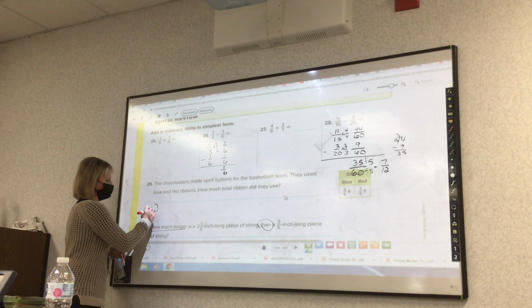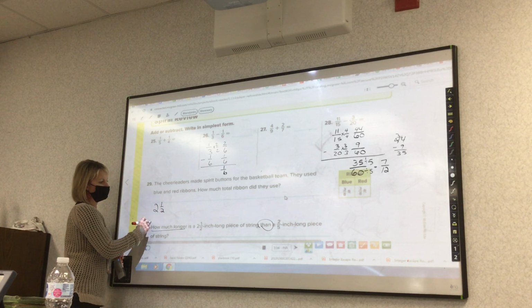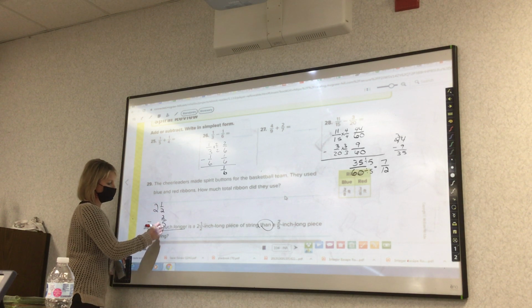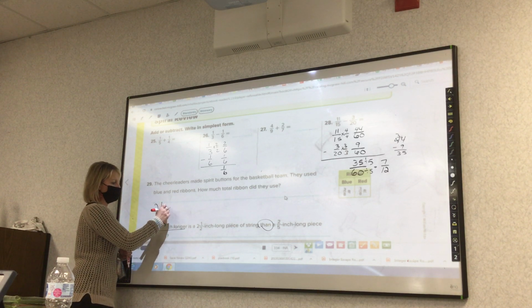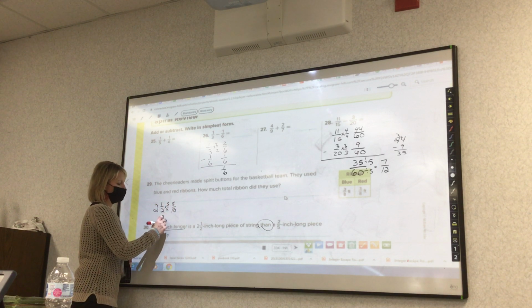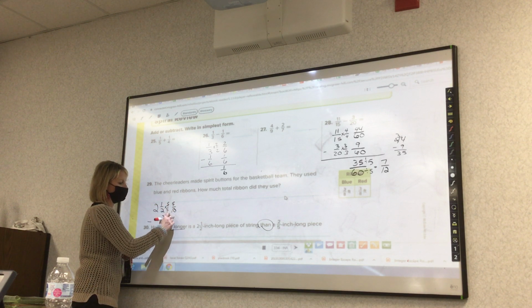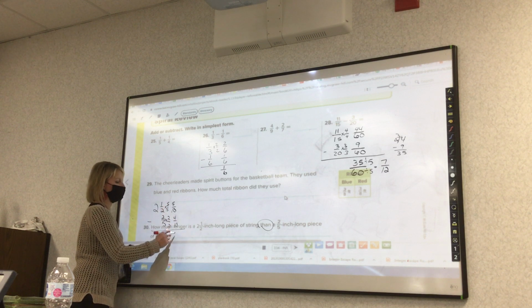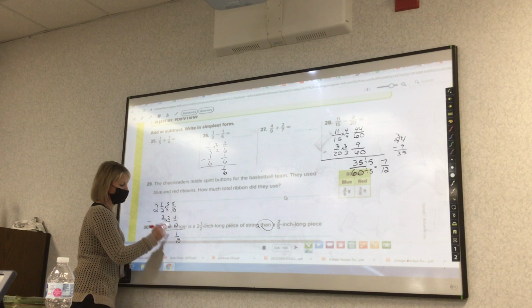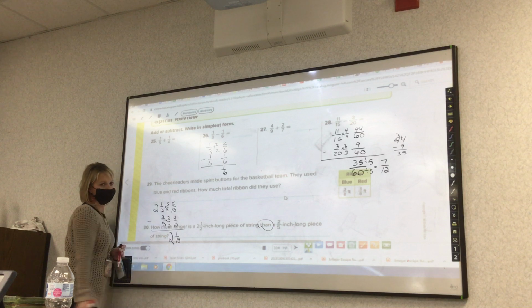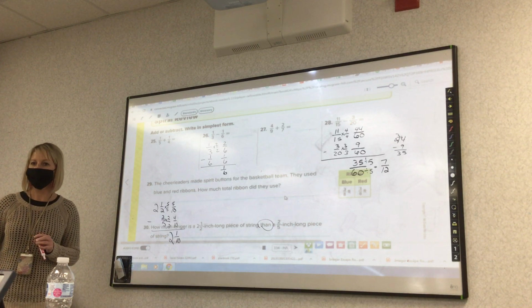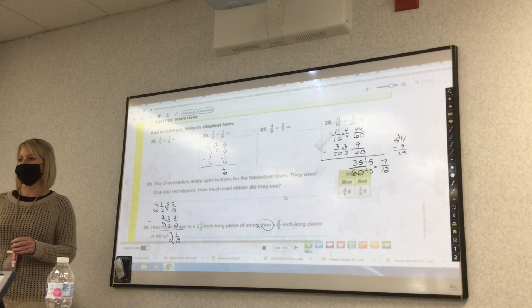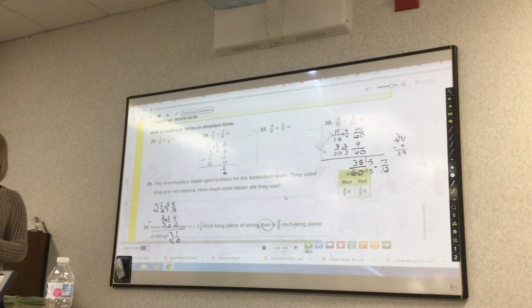So I take 2 and 1/2 minus 2/5. What's going to be my common denominator? 10. So I multiply by 5 over 5, so I have 5/10 minus, I have to multiply this by 2 over 2 and get 4/10. So 5 minus 4 is 1/10, and 2 minus nothing is 2. Can I reduce any further? No.